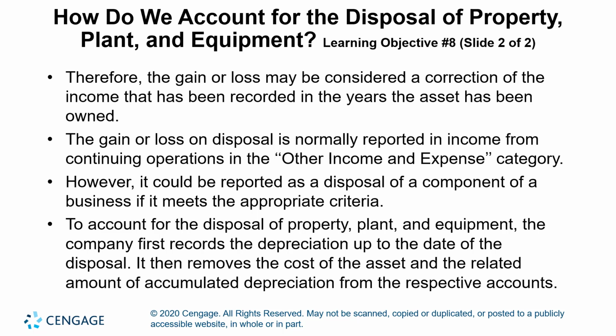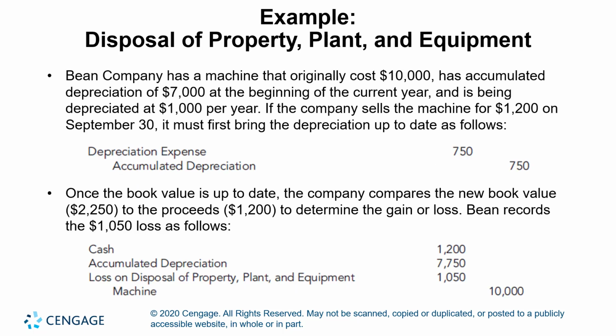9 divided by 12 times 1,000 per year is 750 in depreciation, a credit to accumulated depreciation. So then to get rid of the book value, which is now $2,250, and the proceeds of $1,200, you would record a gain or a loss. They received $1,200 in cash. We have to get rid of accumulated depreciation, which is 7,000 plus the 750 we added, which is 7,750. And then we have to get rid of the asset at 10,000. We take 10,000 minus accumulated depreciation minus cash, and that equals the loss or gain, which in this case is a loss on disposal of plant, property, and equipment.